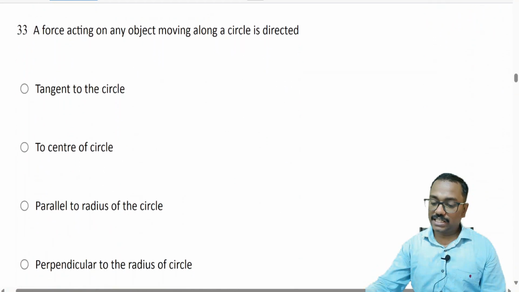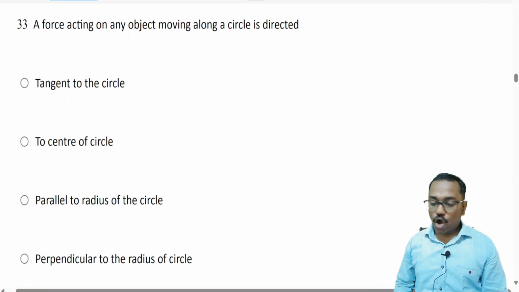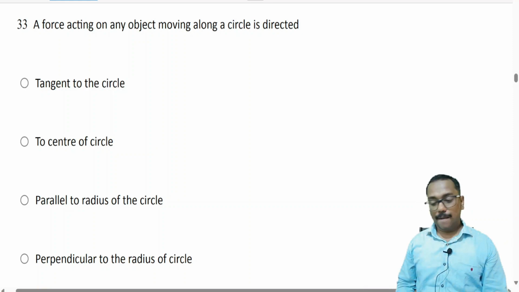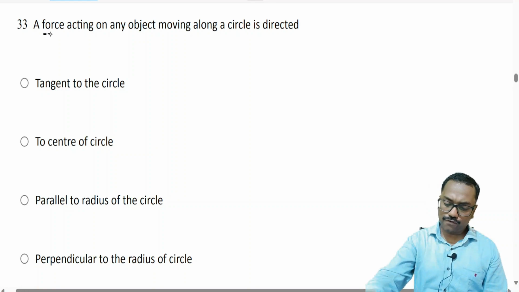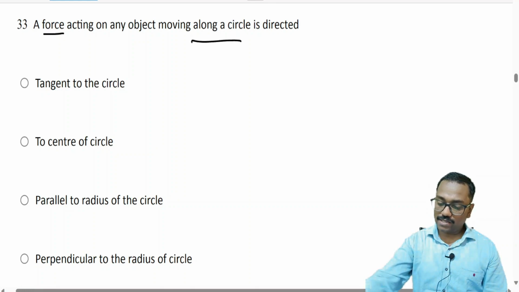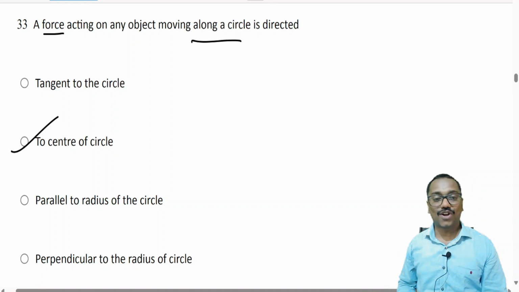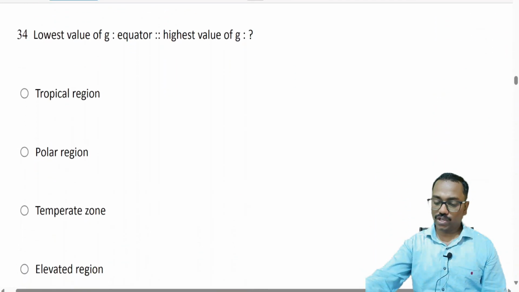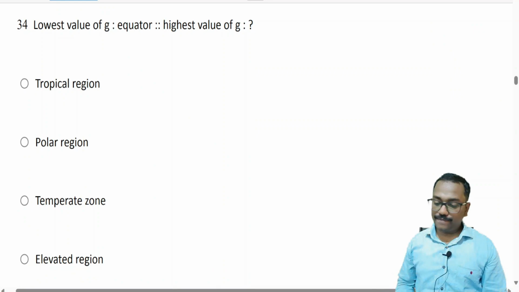Now 33rd question. A force acting on any object moving along a circle. Got it? Is it tangent to the circle, to the center of the circle, parallel to the radius of the circle, or perpendicular to the radius of the circle? So this force along a circle is always directed to the center of the circle. 34th question. The lowest value of g is at the equator. So the highest value will be at the tropical region, polar region, temperate zone, or elevated region? So its answer is polar region.